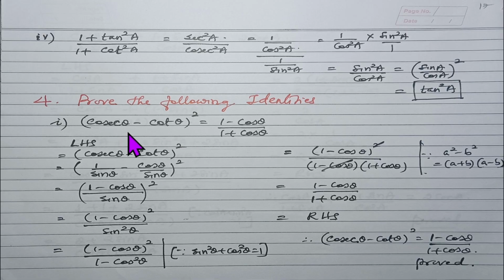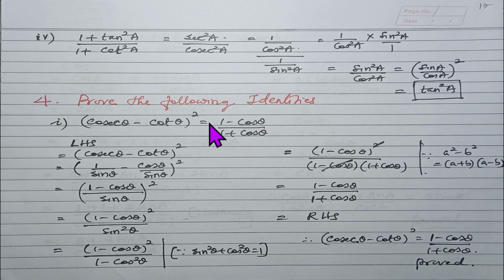Now here we are given an example, (cosec theta minus cot theta) whole squared is equal to (1 minus cos theta) upon (1 plus cos theta). That means I have to prove (cosec theta minus cot theta) whole squared is equal to (1 minus cos theta) upon (1 plus cos theta). Now what I will do, I will take the LHS, I will simplify LHS and show that it is equal to RHS here.